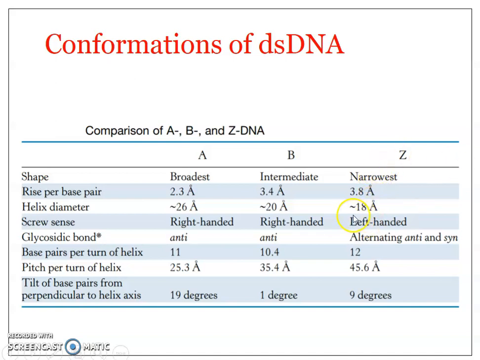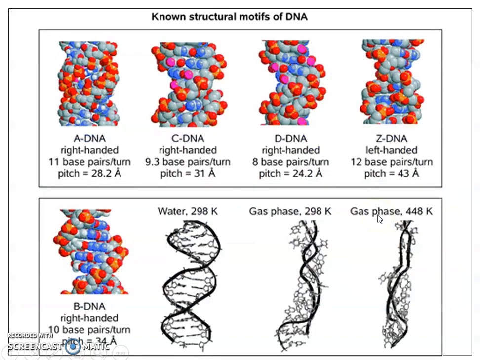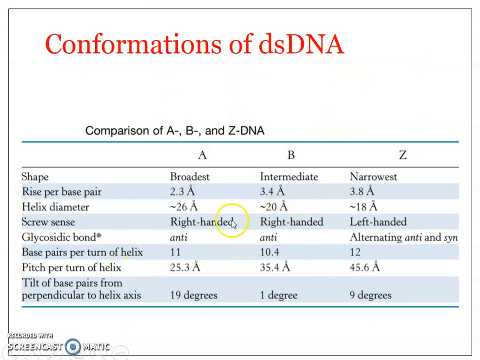As you can see, the helix diameter is just 18 angstrom. Helix diameter means this length. So this particular length is just 18 angstrom, as against the 20 and 26 in the B and A respectively. So it is the narrowest one.